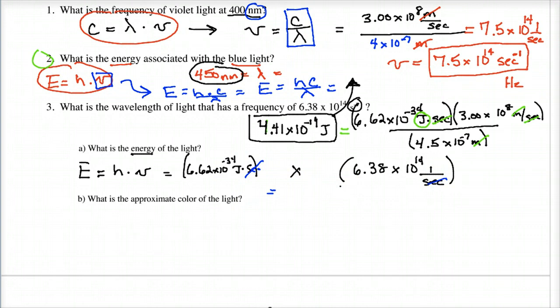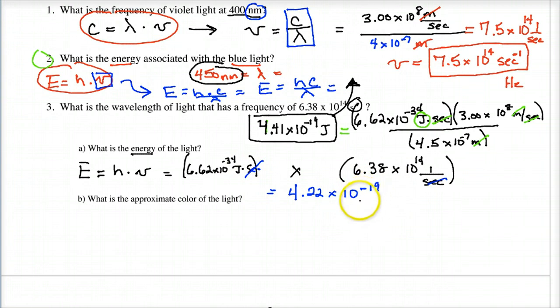6.62 to the negative 34, times 6.38, second function, E to the 14. All right, and now I have, if I did this right, amongst the noise in the hallway, 4.22 times 10 to the negative 19. A lot of small numbers here, a little cumbersome that way, but make sure you use your units.